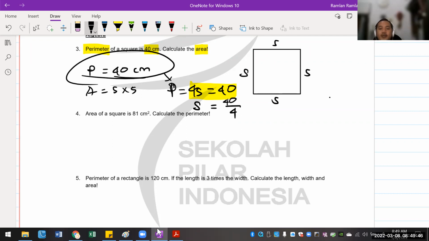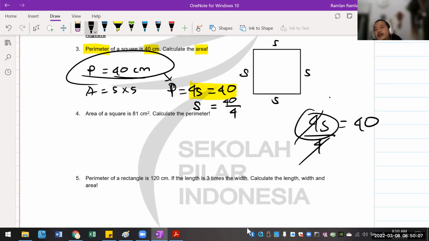So if I rewrite it again, 4s equals 40. Our goal is to make this s alone on one side of the equal sign. It's not alone yet because it has 4. So we need to get rid of that 4 by what? By dividing by 4, because this is a multiplication, right? 4s is 4 multiplied by s. So we divide by 4, and it's going to be 1, right? Whatever we do, if I divide the left side by 4, you also need to divide the right side by 4.